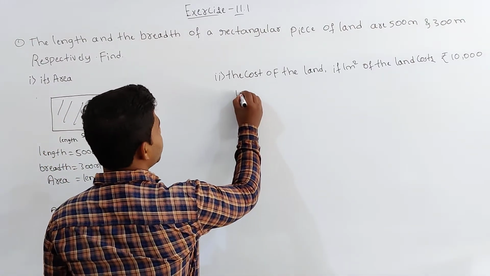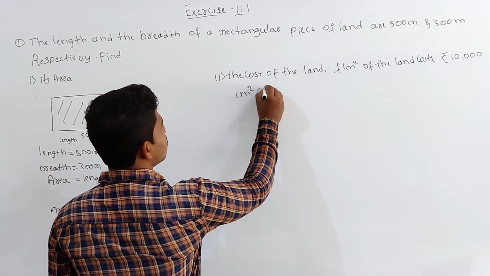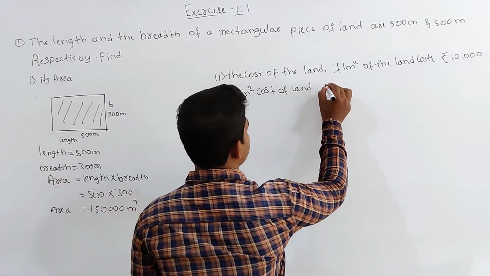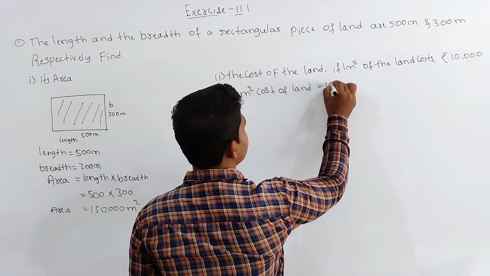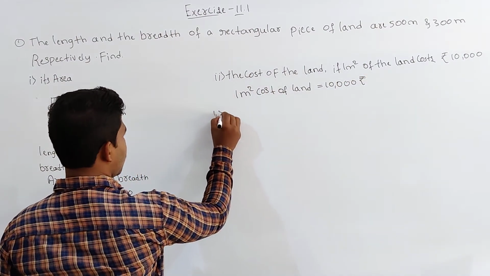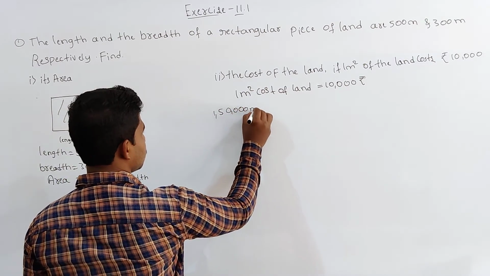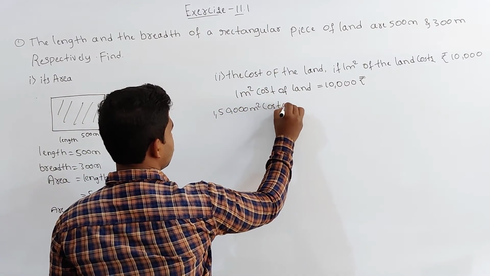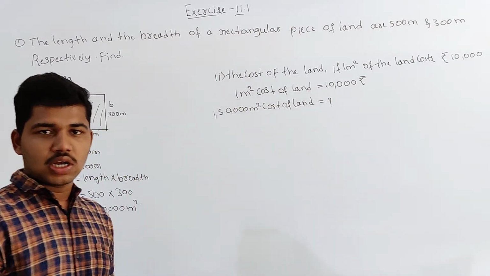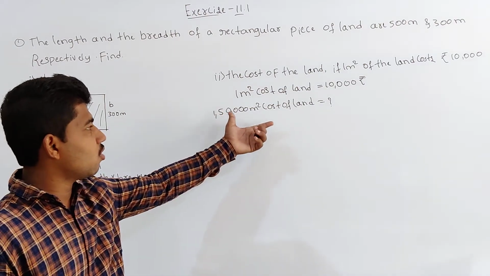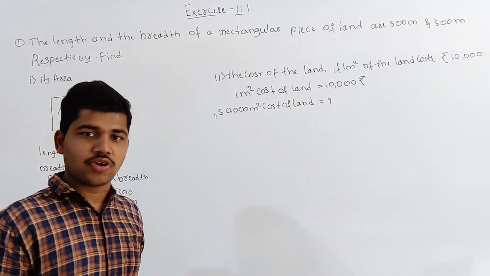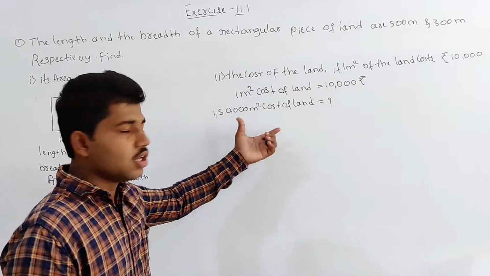1 meter square cost of land is equal to 10,000 rupees. And 1,50,000 meter square cost of land is equal to, don't know. Now you have to find that. They give that if the 1 meter square cost of the land is 10,000, what is the cost of the 1,50,000 meter square of land?